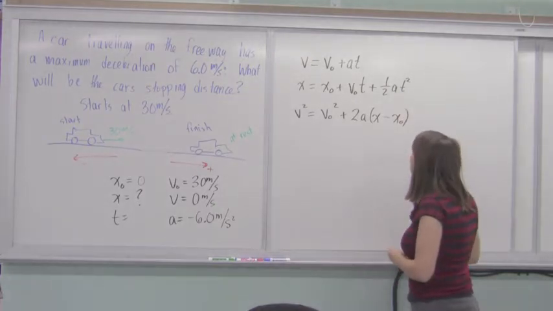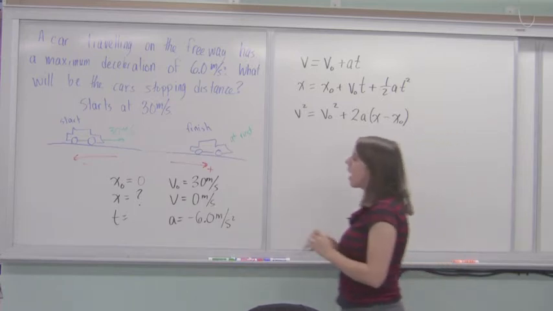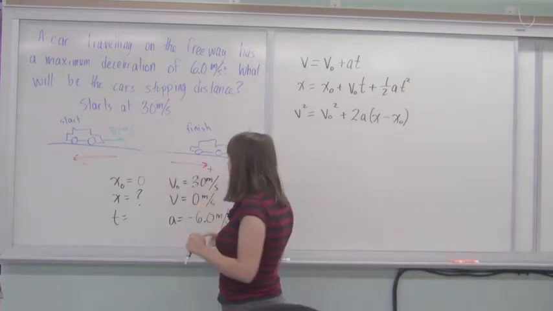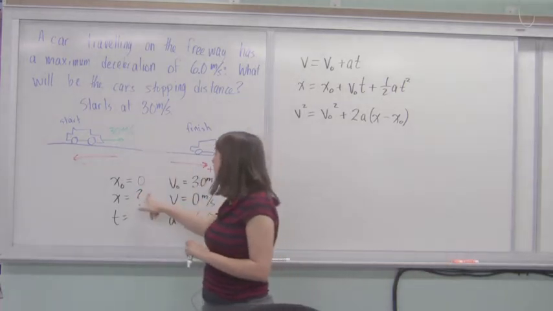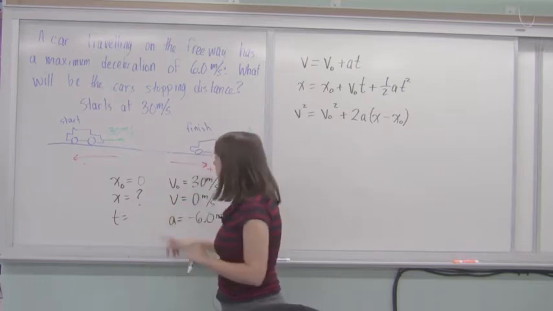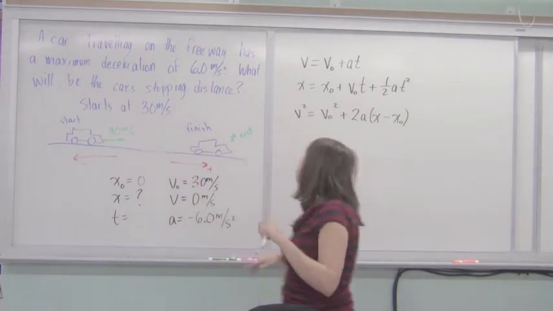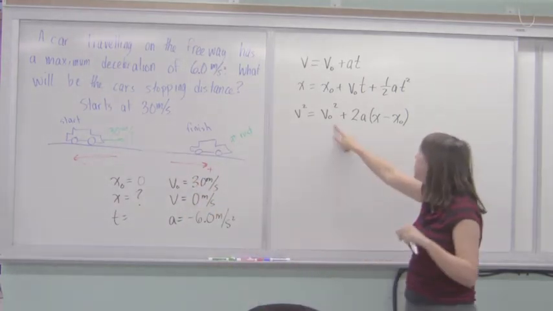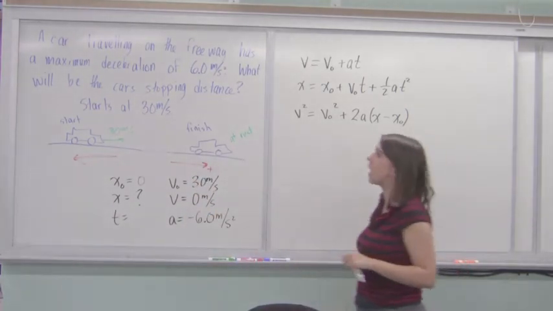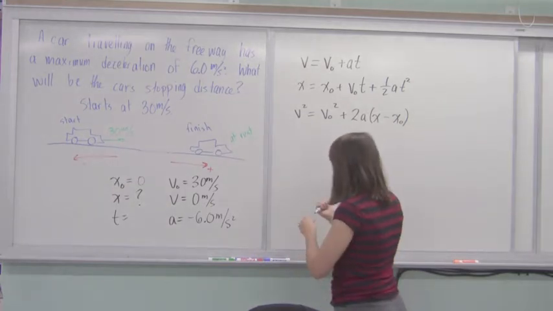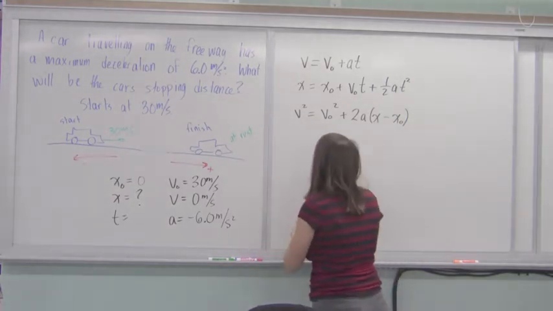I want to pick one of these formulas that has some of the variables that I am given, definitely has the variable that I want, but doesn't have the variable that I neither have nor want. So I do have that formula here. That would be this third formula, because it doesn't have time in it. All right, so I'm going to plug things into this formula.